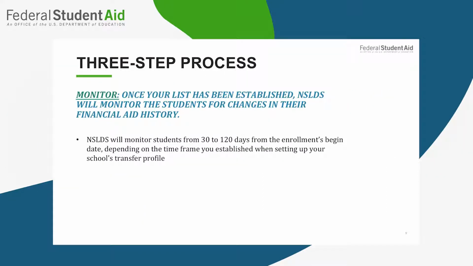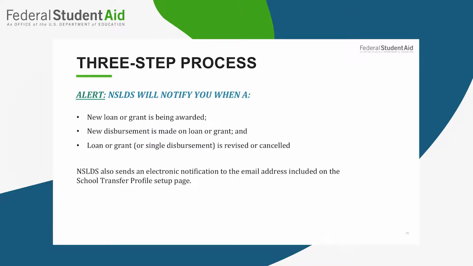The next step is for the NSLDS to monitor this list of students. Once your list has been established, they're monitored for any changes in their financial aid history. The NSLDS is going to monitor those students from 30 to 120 days, depending on their enrollment begin date, and depending on the time frame you established when you set up the school's transfer profile. Now, why is that monitoring necessary? Here's why.